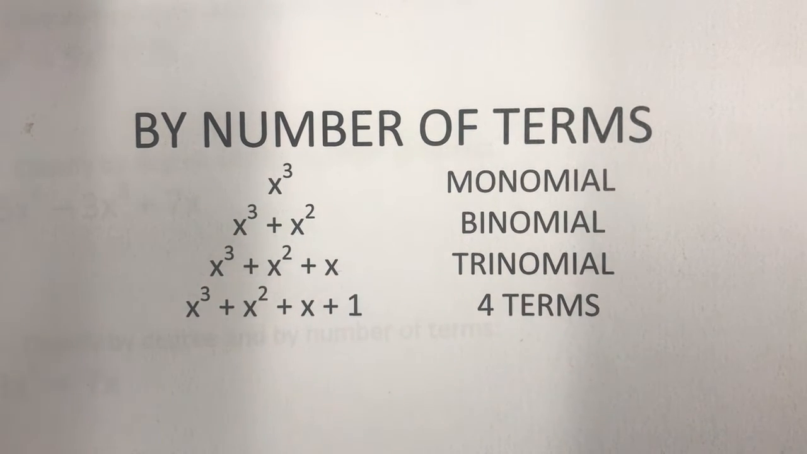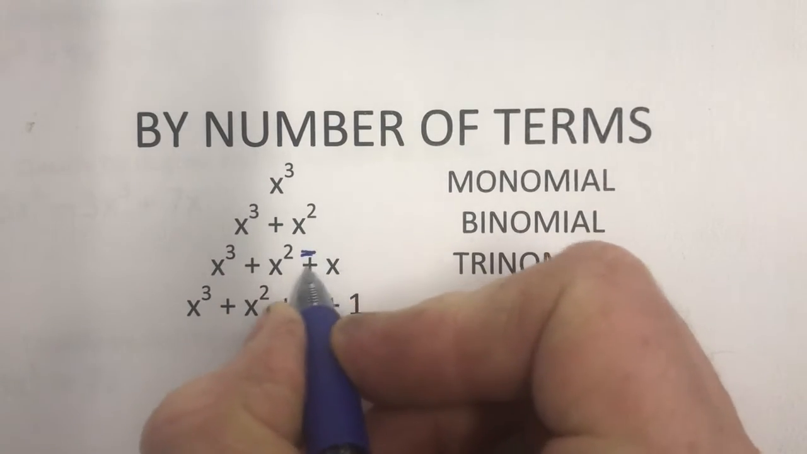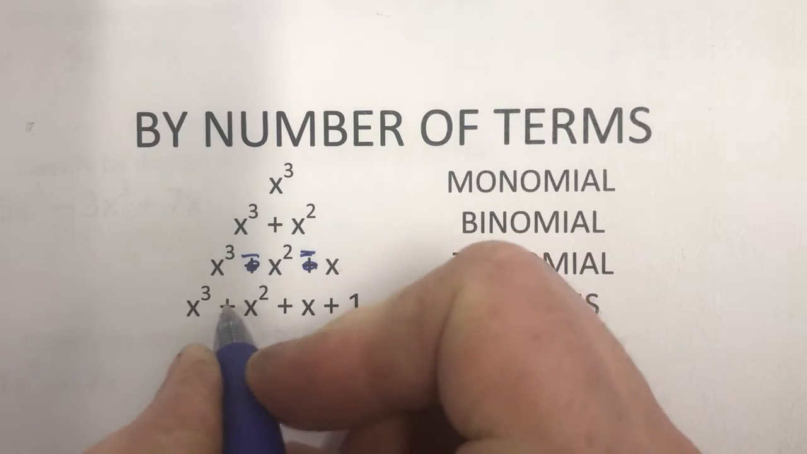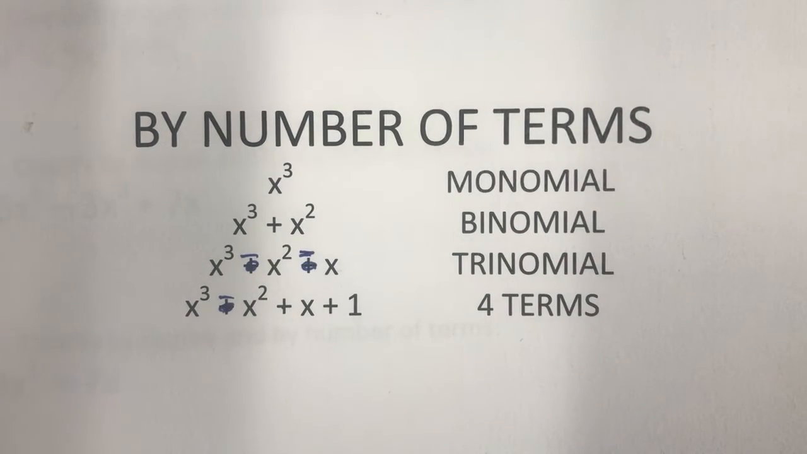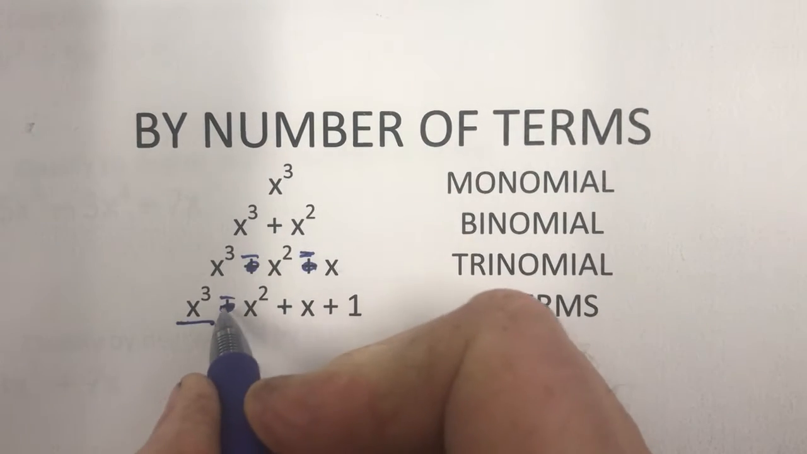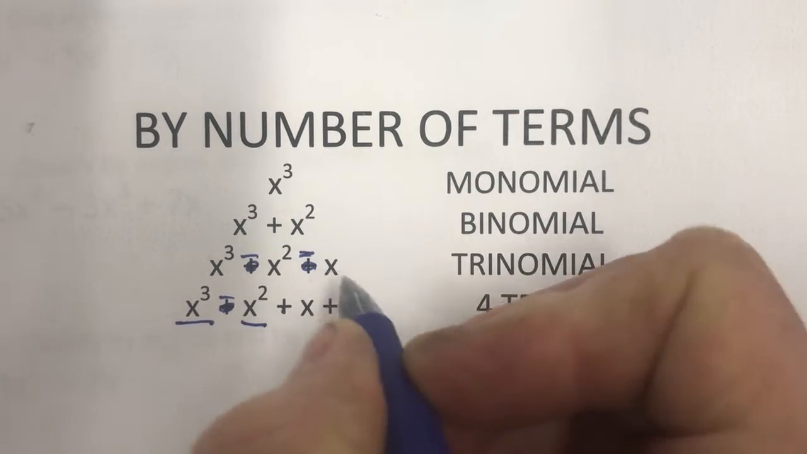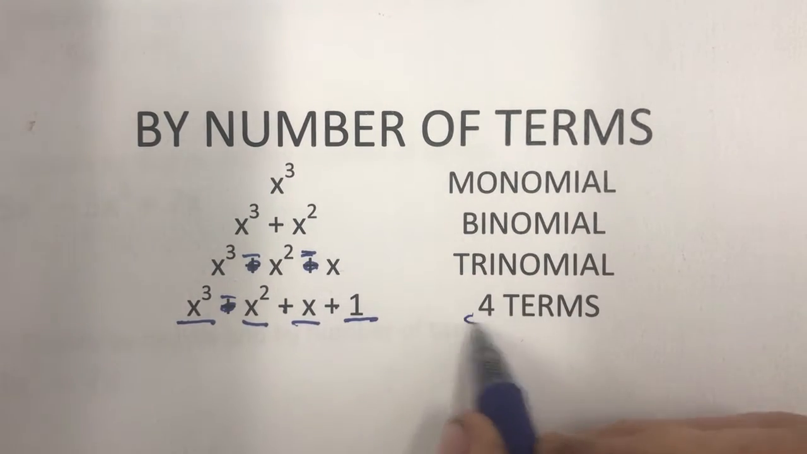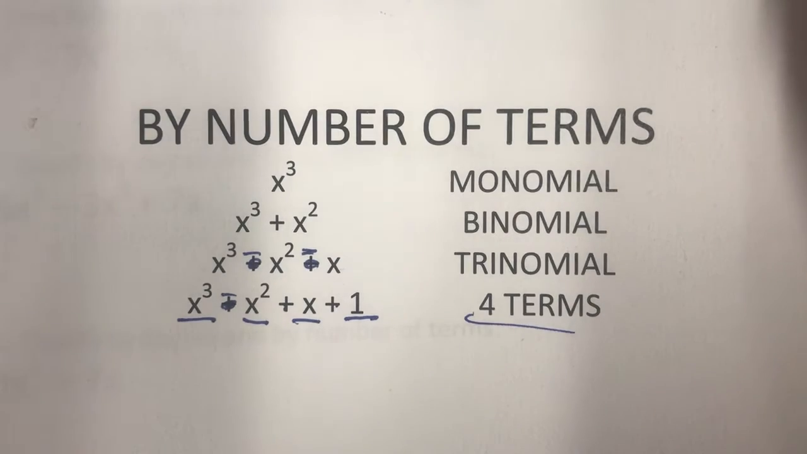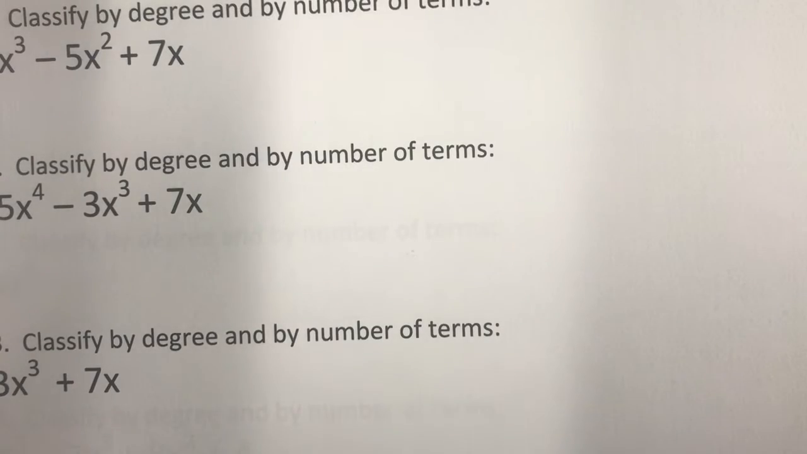Now, all these have pluses, but, you know, this could very well have been a minus right there in between these. Okay, so pluses and minuses separate your terms, and so that's how you count them up. There's one, a minus. There's one, there's a plus. There's one, there's a plus. There's one. Four terms. And that's how you name these. Now let's look at some and we'll name them.